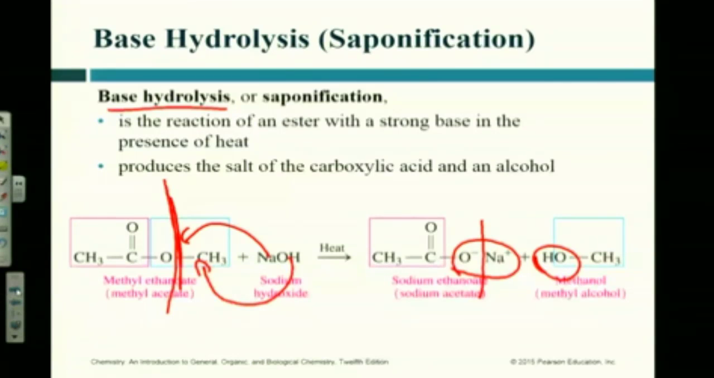Look at the title of this. This is a base hydrolysis, also called what? Saponification. Does that word saponify sound like anything else that you might know of? It almost sounds like soap. Okay?